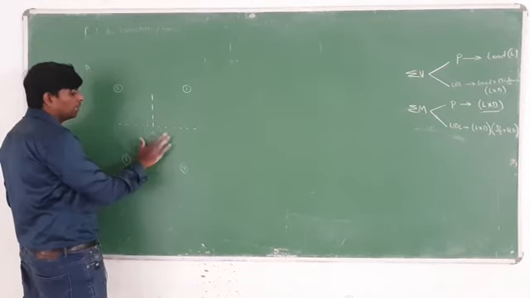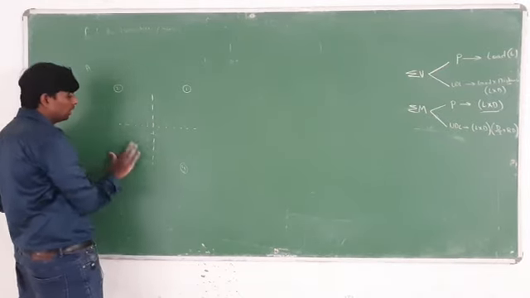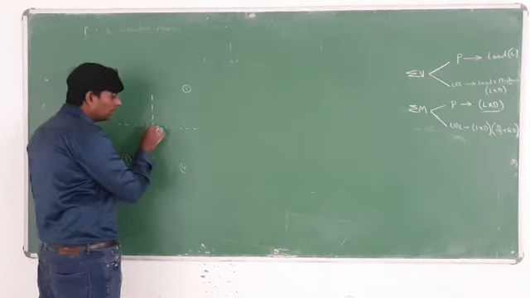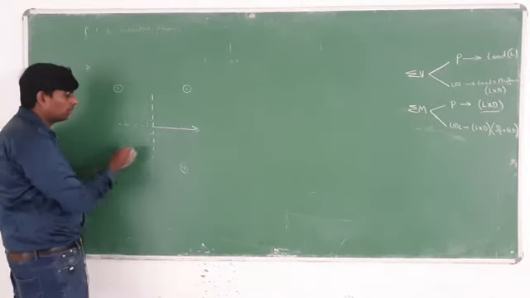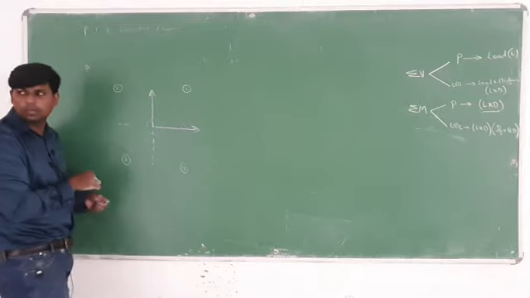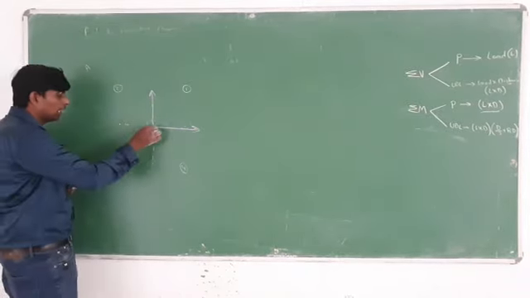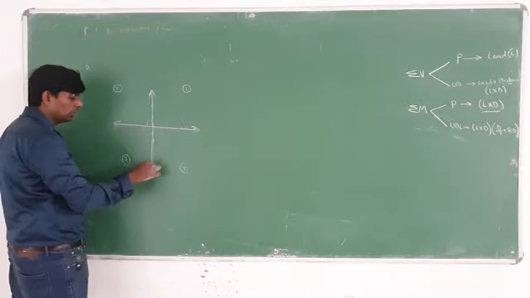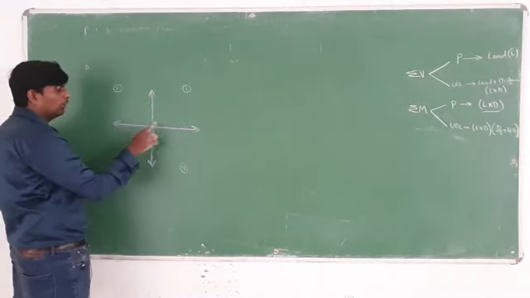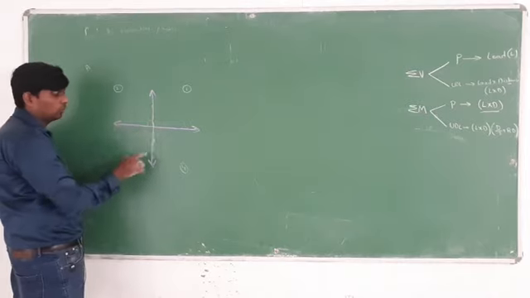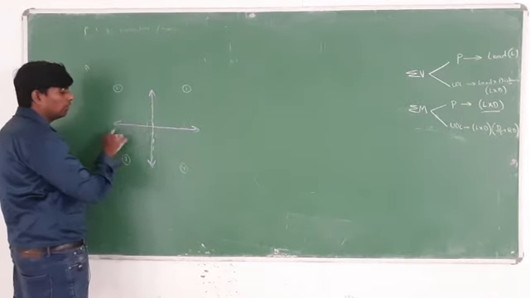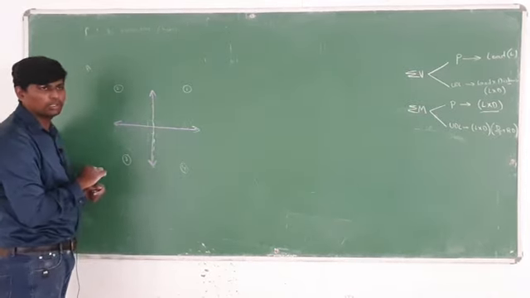Like this, the quadrant system will be there. You have to remember. After that, see, this one is known as forward, this one is known as upward, this one is known as backward, and this one is known as downward. Forward, upward, backward, downward. You have to remember this one.